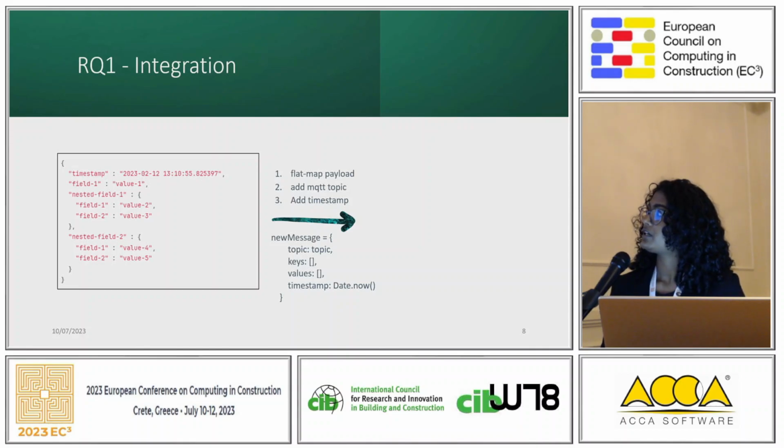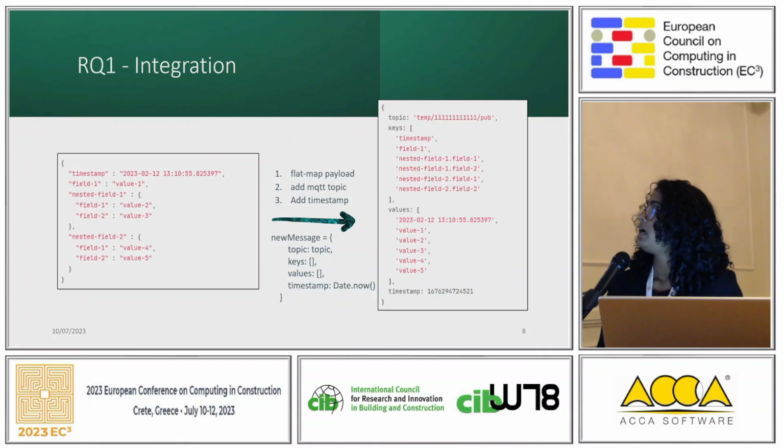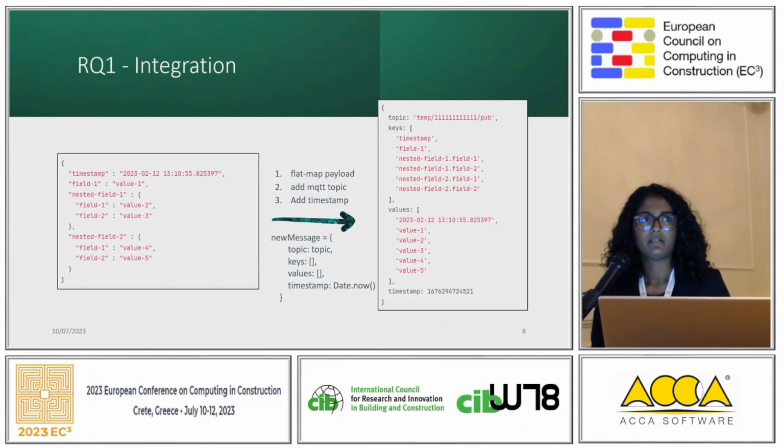And the new message structure looks like this. We have the topic, which is the identifier of the real-time stream, and then we have an array of keys, and then we have an array of values that are associated, the values of those keys. And then we add the timestamp, that is the timestamp that the message is received at the message broker. And the resulting message looks like this. So we have a JSON object which includes the topic, keys, values, and a timestamp. So from this point onwards, every message looks like this.